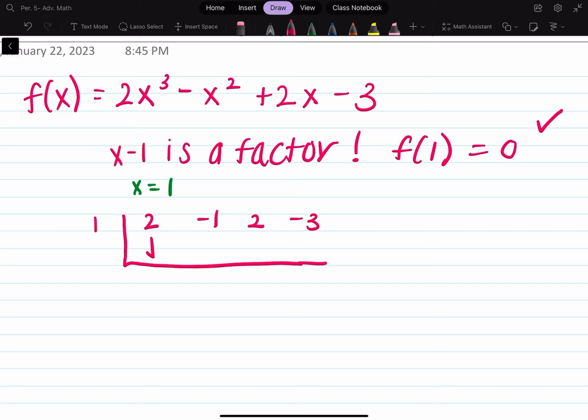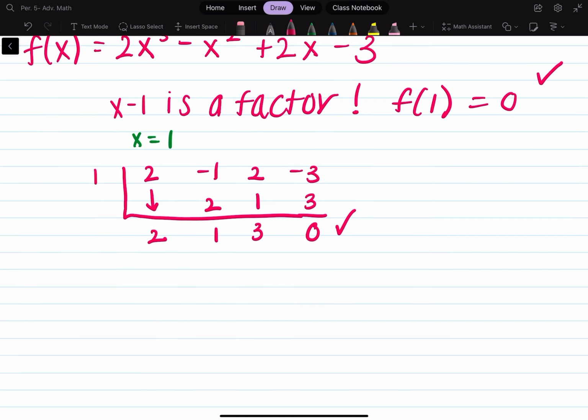Remember, you always bring down the first term, and then you multiply and add, multiply and add. So 1 times 2 is 2. Negative 1 plus 2 is 1. 1 times 1 is 1. 1 plus 2 is 3. 3 times 1 is 3. Negative 3 plus 3 is 0, right? And indeed, we already knew that we were going to get a remainder of 0 because we've already verified that x minus 1 is a factor.